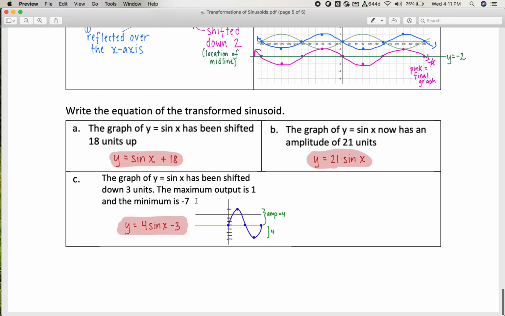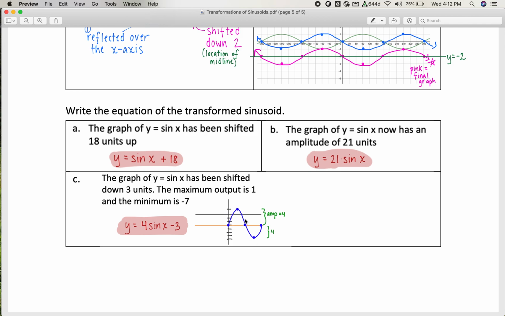Here's one that's a little bit harder, a couple reasons. One, it's a combination of 2 changes, but it's also given to you in a more interesting way. So this time I'm telling you that the graph has been shifted down 3 units, and then I'm giving you the maximum output and the minimum output, which is really that peak and valley that I see on the graph. And I thought in this one it might be helpful to draw a picture so that my brain can visualize what this information is trying to tell me. So the graph is shifted down 3, so I drew a midline at -3. I'm told that the highest it goes is 1, so I put a dot up here, 1 above the x-axis, up at 1, and another one down at -7.